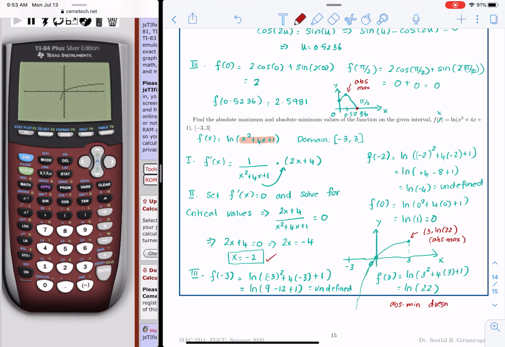So we can simply use calculus to identify the minima and the maxima using critical numbers. But at times, the calculator is your friend. You could verify the answers using a calculator.